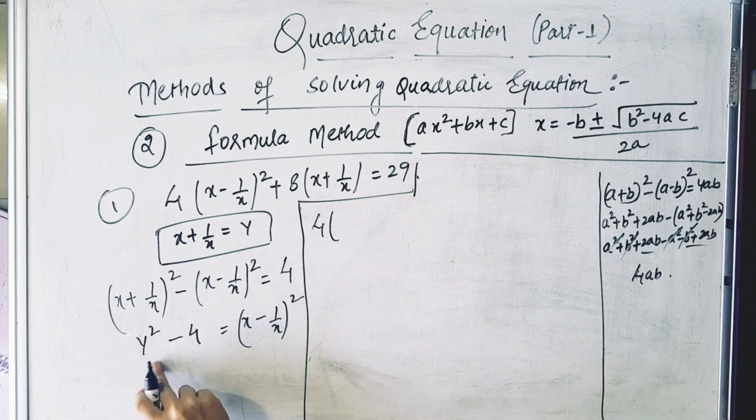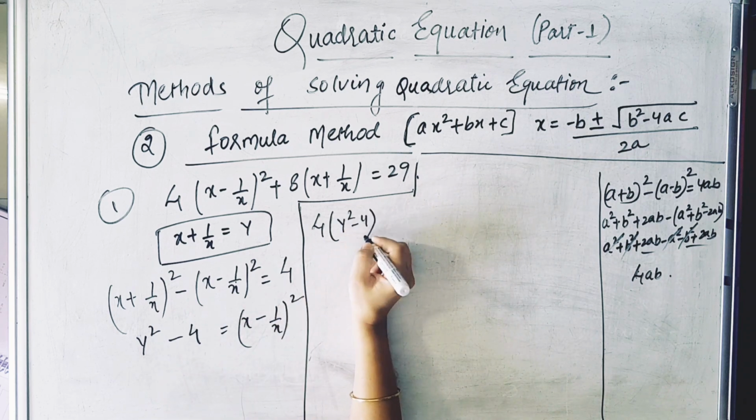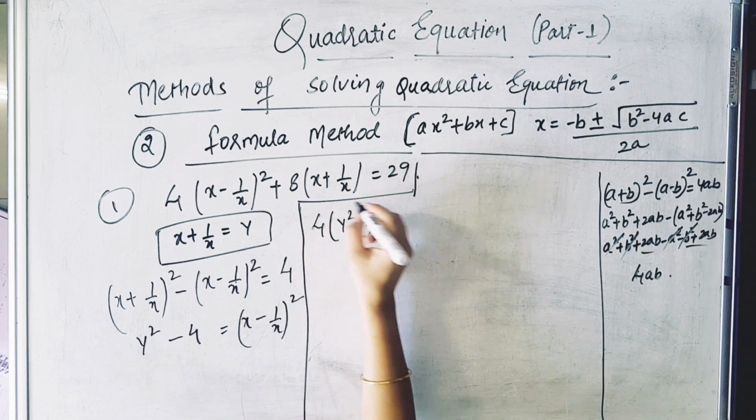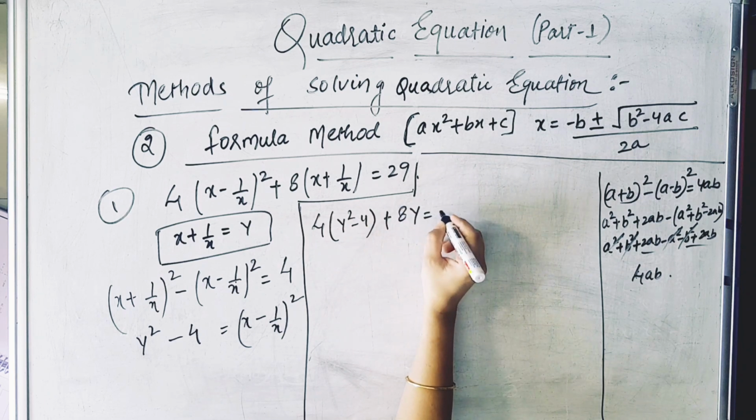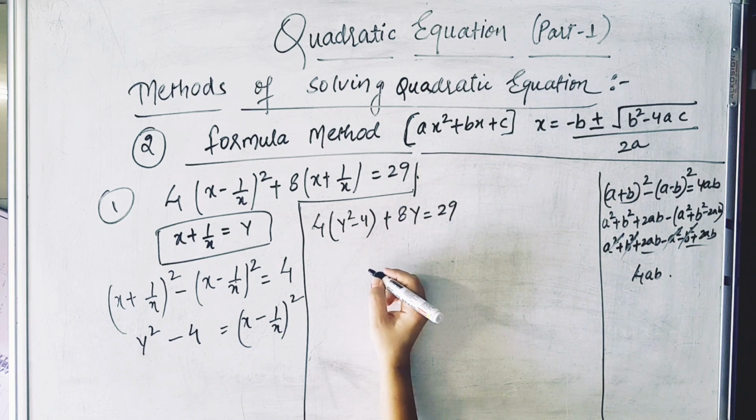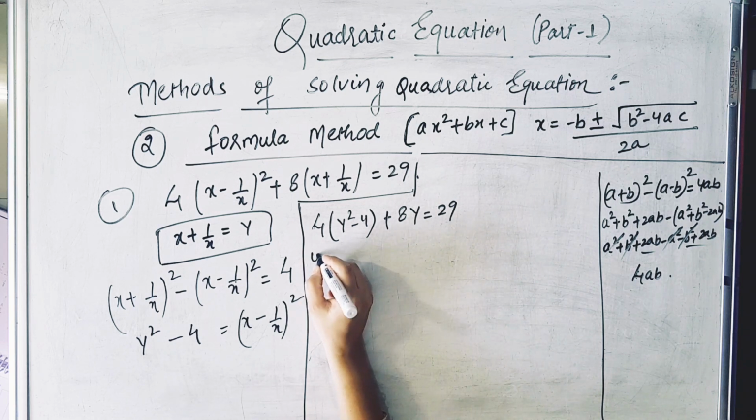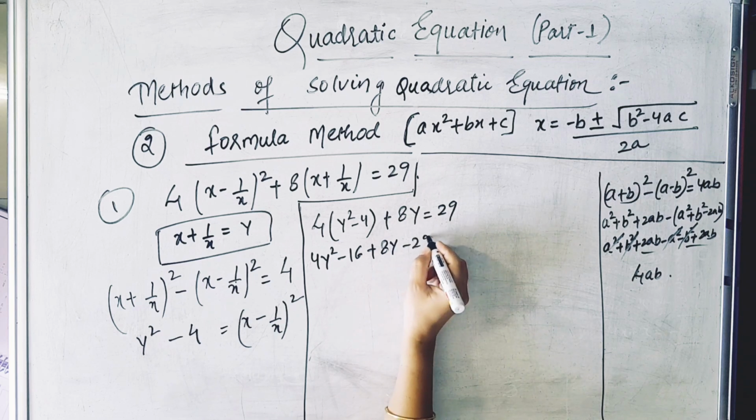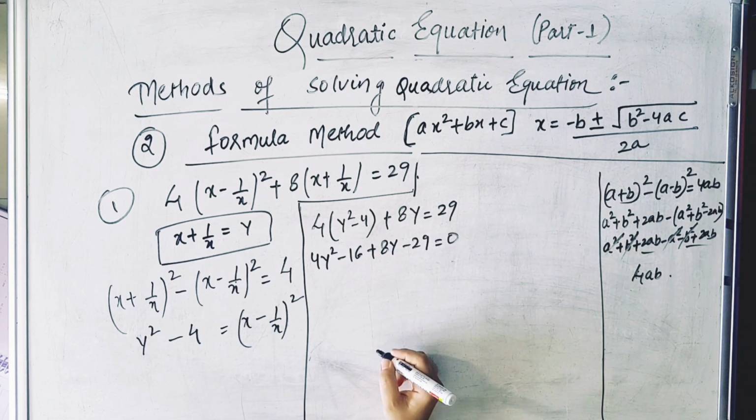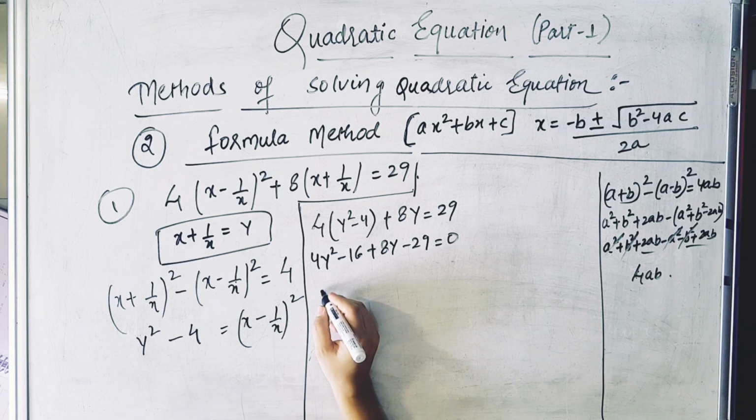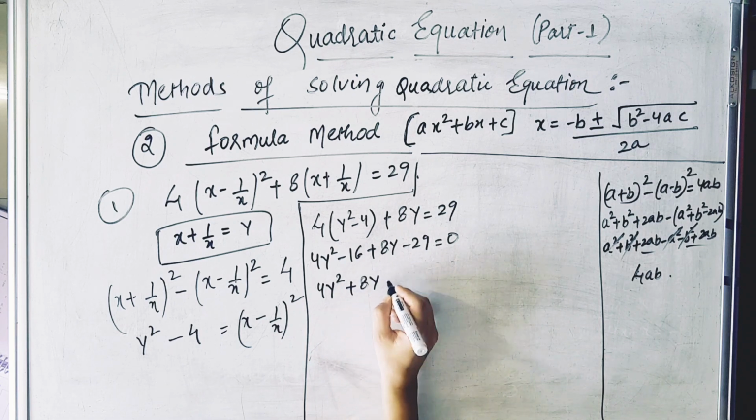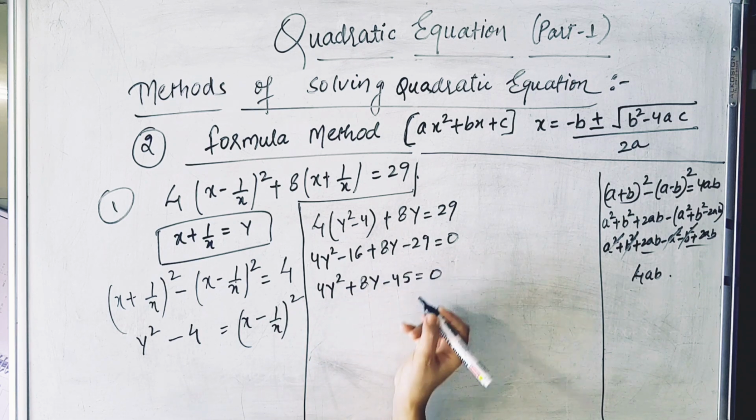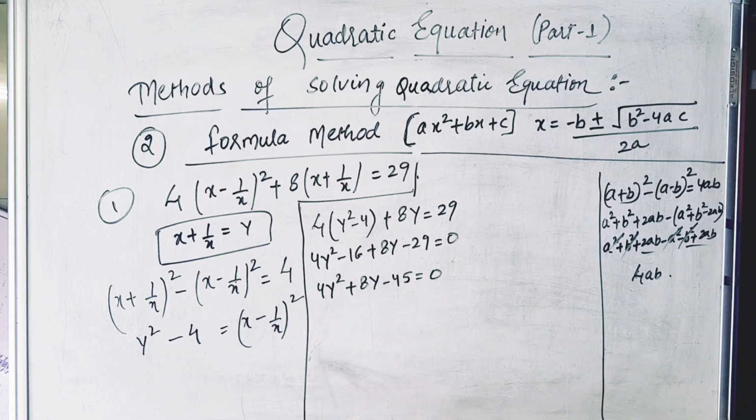Now see over here, what we have got? 4 into (y square minus 4) plus 8 into y equals 29. Thus if we solve this, 4y square minus 16 plus 8y minus 29 equals 0. Solving this further, what we'll get over here? We'll get a quadratic equation, that is 4y square plus 8y minus 45 equals 0. We can't take anything common from here.